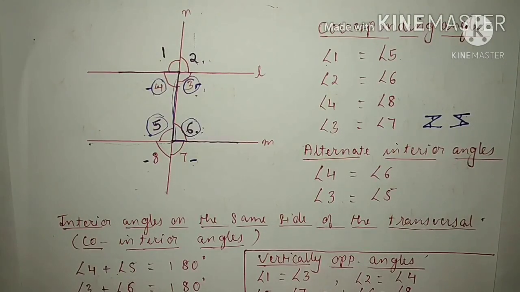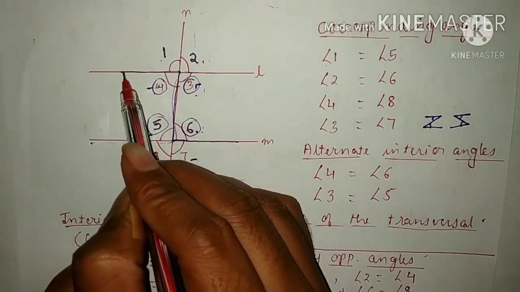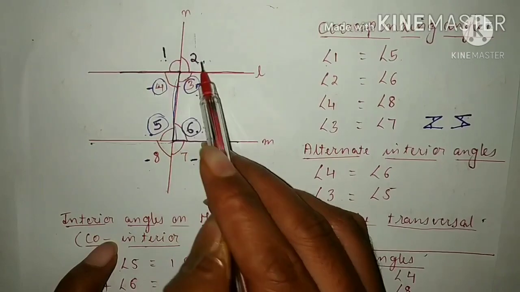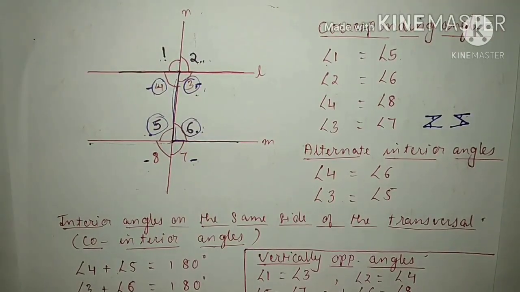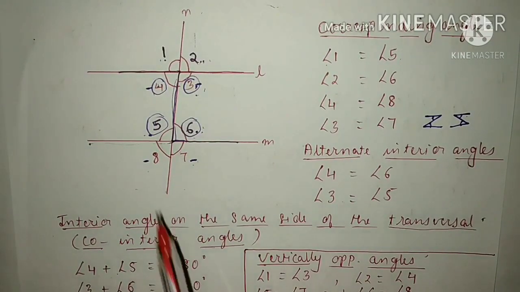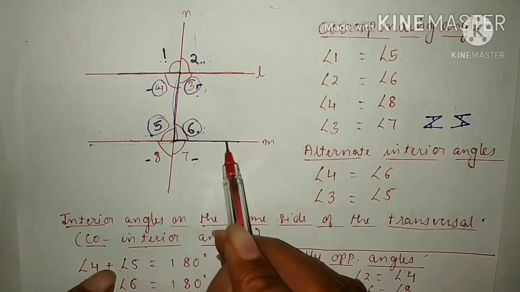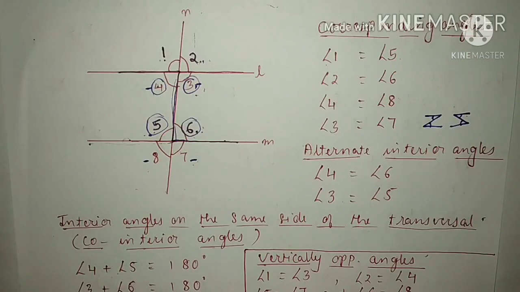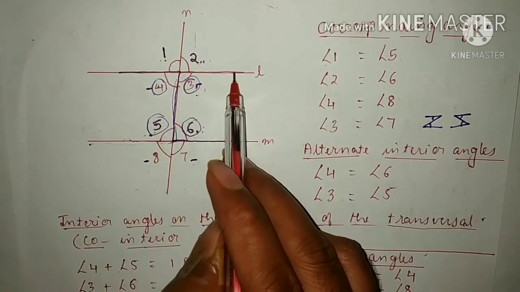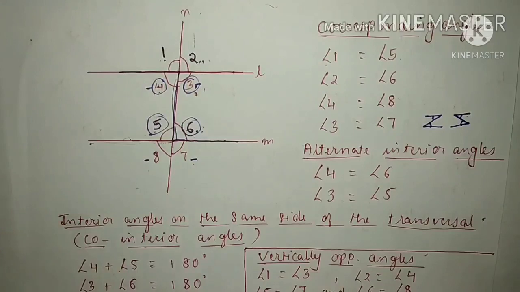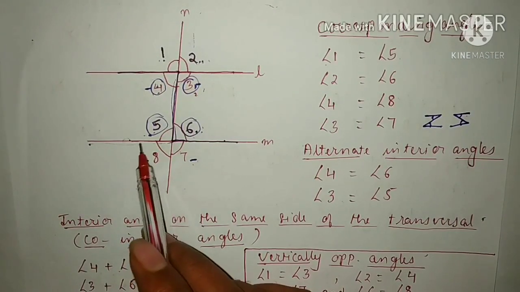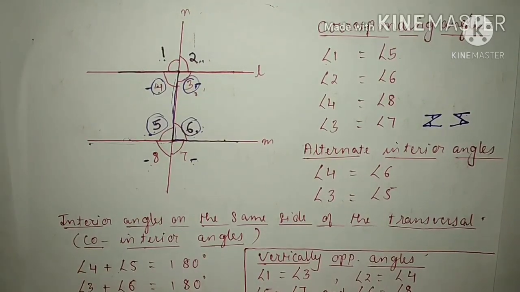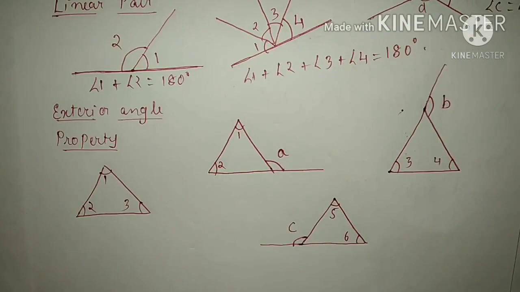Now in our previous figure, since this is a straight line, angle 1 plus angle 2 will be equal to 180 degrees. And this is also a straight line, so angle 5 plus angle 6 will be equal to 180 degrees. And since this is a straight line, angle 3 plus angle 4 will also be equal to 180 degrees. And since this is also a straight line, angle 7 plus angle 8 will also be equal to 180 degrees.